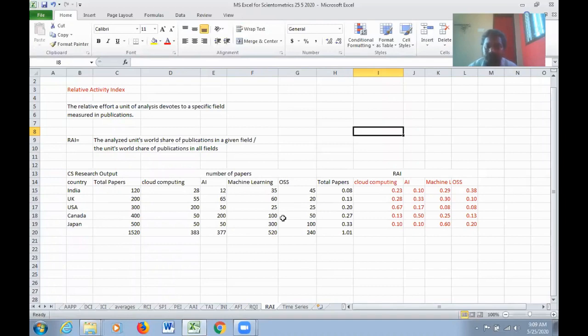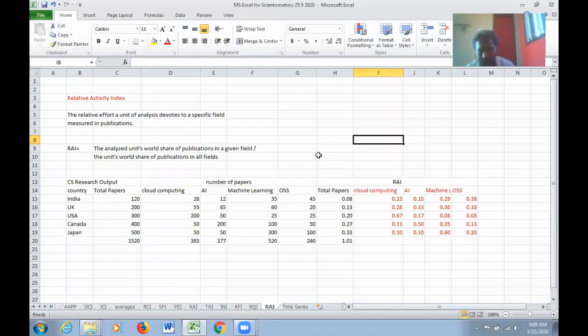Okay. Now, I want to calculate the relative activity index. So what is the performance of India in different sub-disciplines of computer science in a given period of time? Fine. So let me calculate the relative activity index of different fields. I take cloud computing; the formula goes this way. The analyzed unit's world share of publications in a given field divided by the unit's world share of publications, all the fields taken together. For example, as far as cloud computing is concerned, what is the formula you need to use? D15. What is D15?